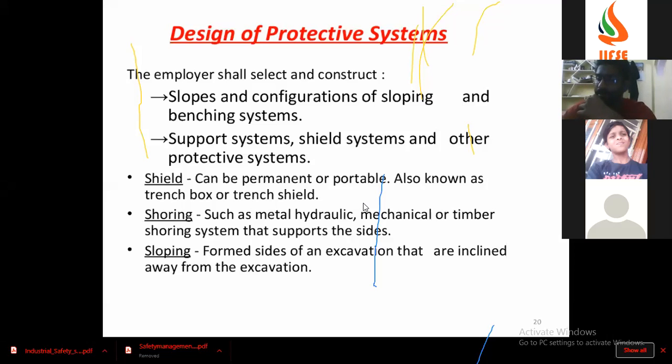If it is like sandy soil, they'll use a trench box. Depending on the soil, if you want to make a slope, you have to have some consistent soil.